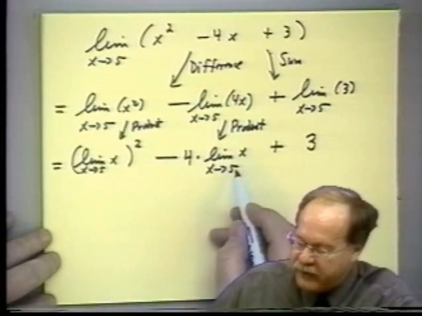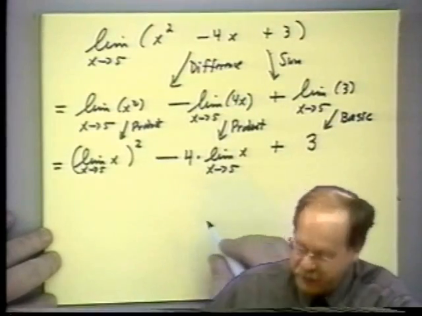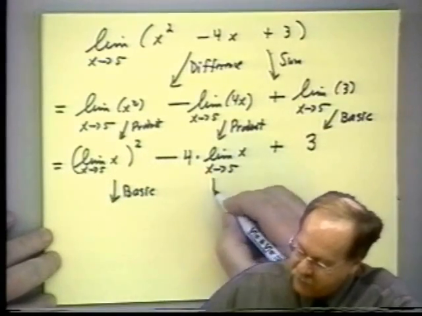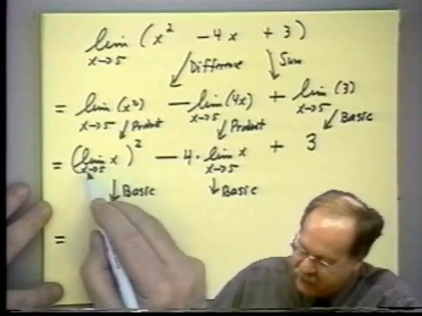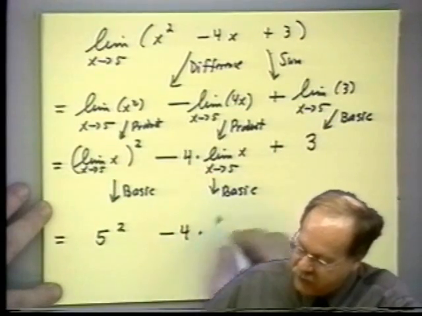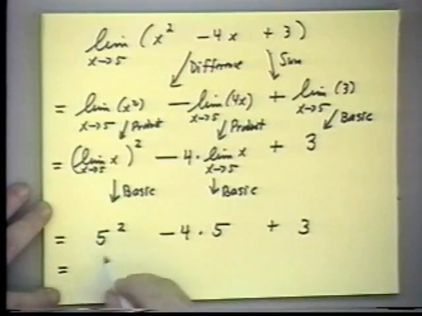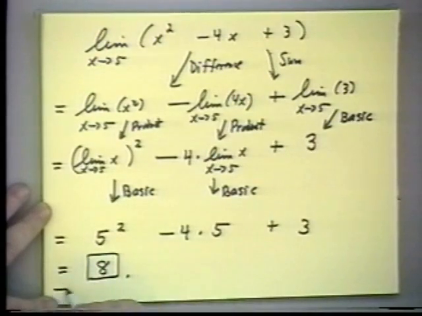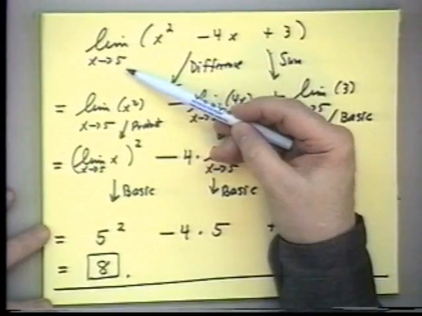Now we have reduced both of these. So if we want to put a note here, we can say this is from a basic limit. Both of these now are basic limits. That's the limit of x, and this is also the limit of x. So this becomes, as x approaches 5, the limit of x is 5. That's 5 squared, minus 4 times the limit of x as x approaches 5, which is 5, plus 3. And so that's 25 minus 20 plus 3, which is going to give you 8. There is the value of the limit of this original polynomial as x approaches 5.